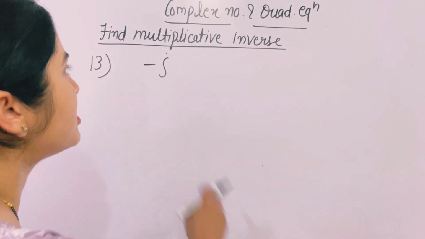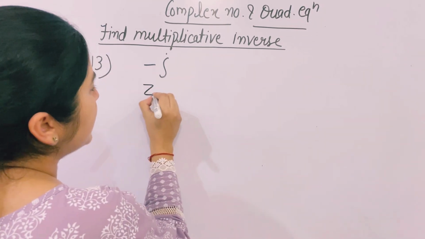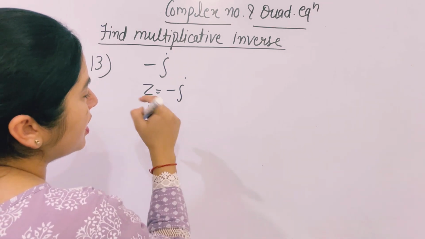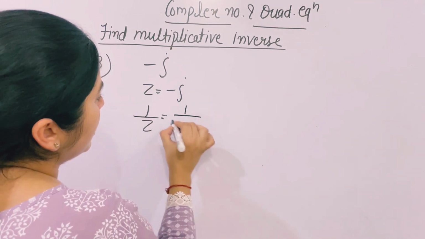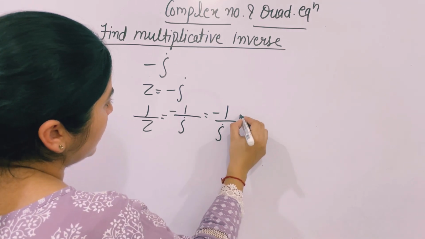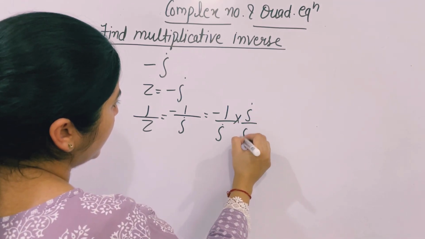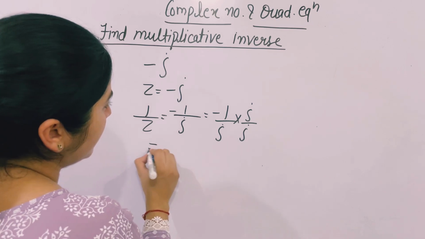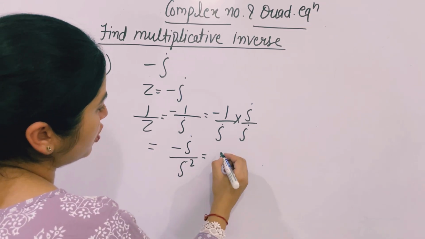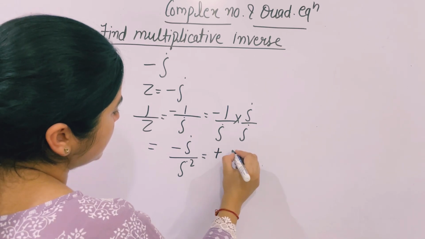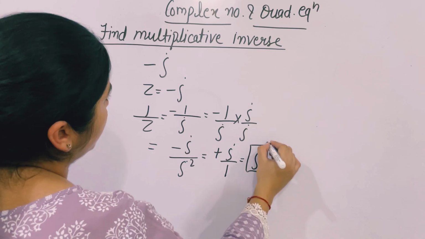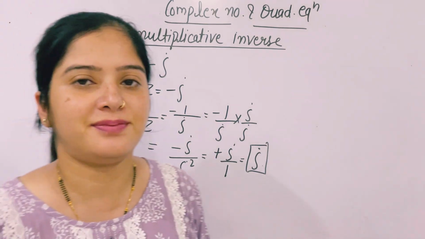Question number 13 is minus iota. Z equals minus iota. 1 upon z will be the multiplicative inverse. Minus 1 upon iota. Rationalization: multiply with iota in numerator and denominator. Minus iota upon iota square. Iota square is minus 1, so it becomes plus iota upon 1. So iota will be the multiplicative inverse of minus iota.